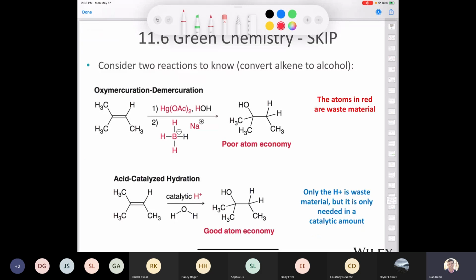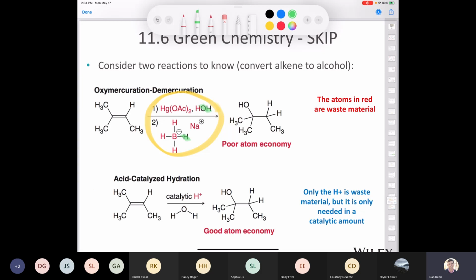Here are 2 ways that we know how to make an alcohol. We started with this alkene, and we want to do a Markovnikov addition of water. Well, we could either use oxymercuration-demercuration, or we could use an acid-catalyzed hydration. You see that if we use oxymercuration-demercuration, most of the atoms end up in the waste bucket, right? The mercury, the oxygens from the acetate, the boron, and the 3 hydrogens. Everything ends up in the waste bucket except for the H2O. So that has a poor atom economy. There are a lot of atoms that end up in waste material.